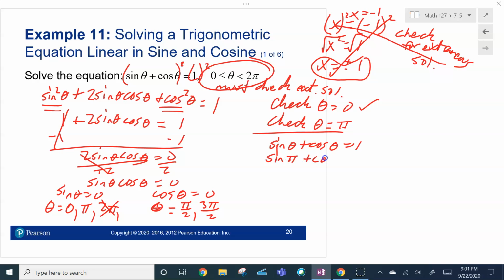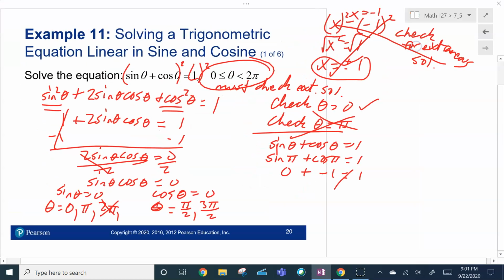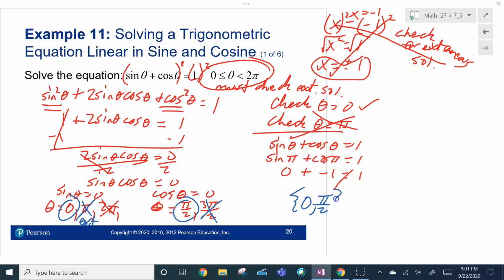Does the sine of pi plus the cosine of pi equal 1? Well, the sine of pi is 0, but the cosine of pi is -1. That's not true. -1 does not equal 1. So pi is out, right? So pi was an extraneous solution. Pi didn't work. You could also check the 3 pi halves. That's going to be extraneous. The only ones that work are 0 and pi halves, if you check them. Okay?